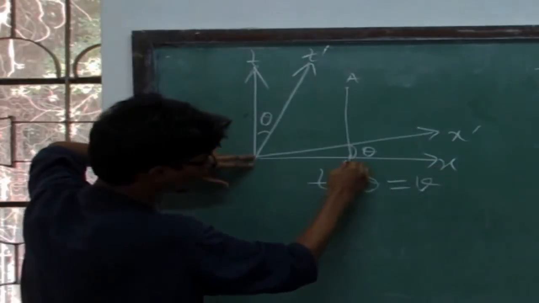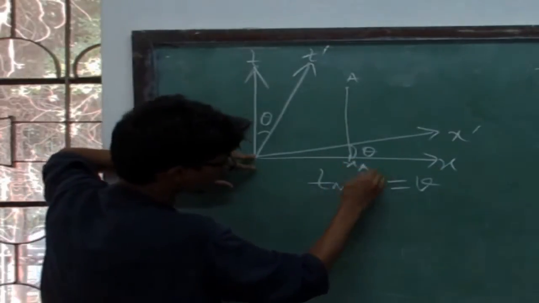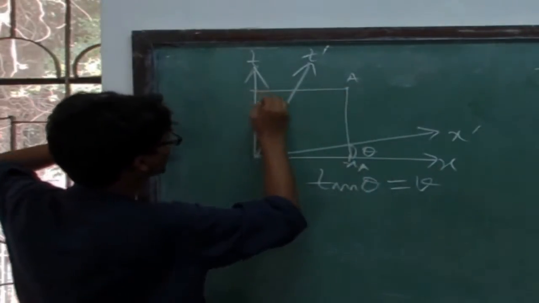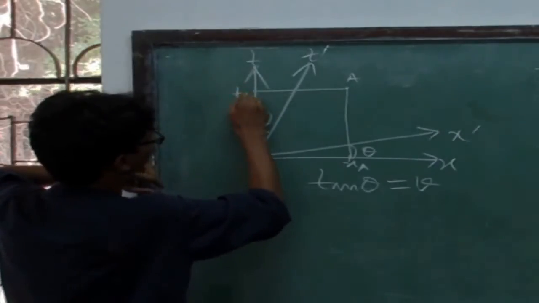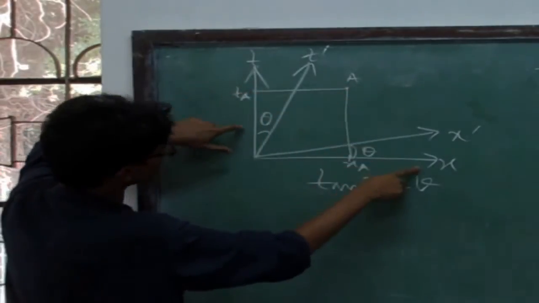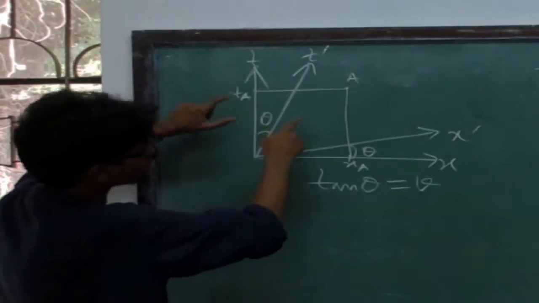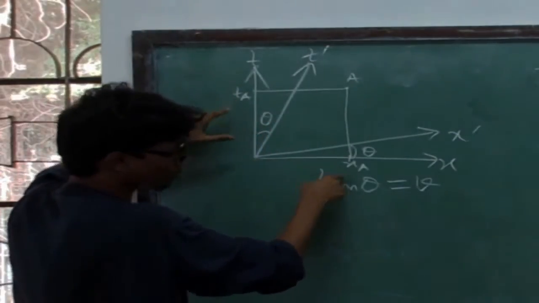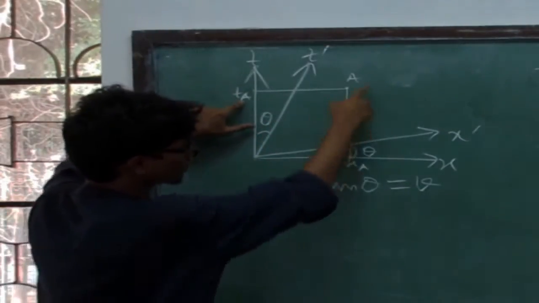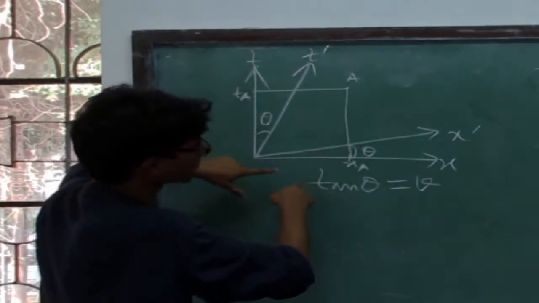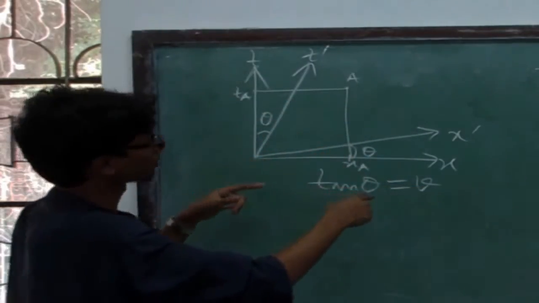On the x-axis, I call that xa, and to get the time coordinate, I draw a line parallel to the x-axis on the t-axis. I'm telling you all these details because we'll use this exact analogy on the other frame also to obtain the x prime and the t prime coordinate.